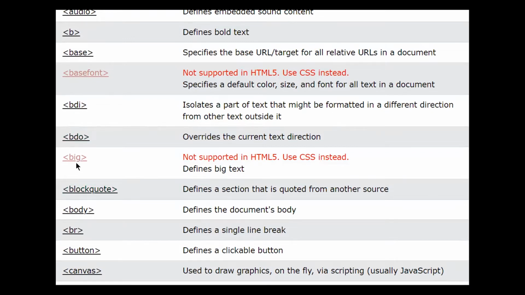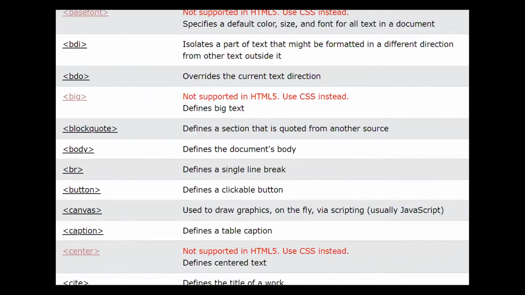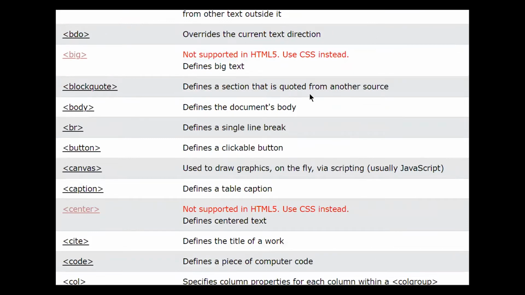This big tag is not supported in HTML5. You can use CSS instead. This defines big text. You can change the font size in CSS instead of this big tag. Now, blockquote. This defines a section that is quoted from another source. This body tag defines the document's body. This BR tag was used in my earlier video creating a website, the link of which is in the description box of this video. This defines a single line break.